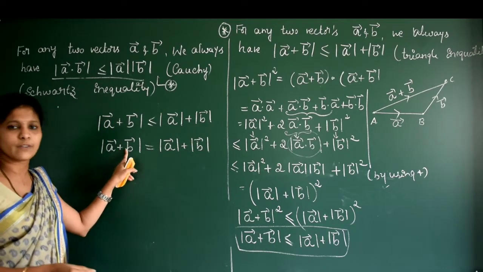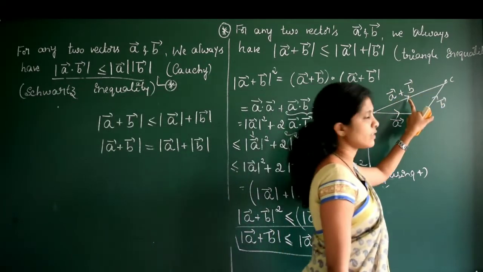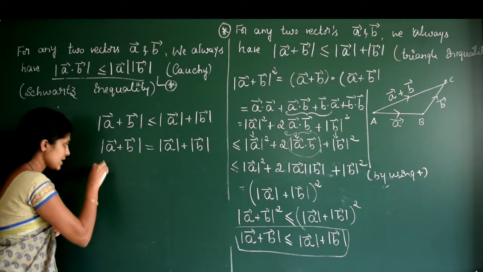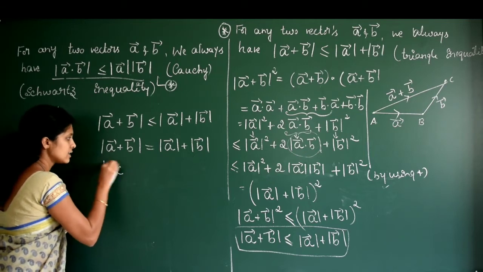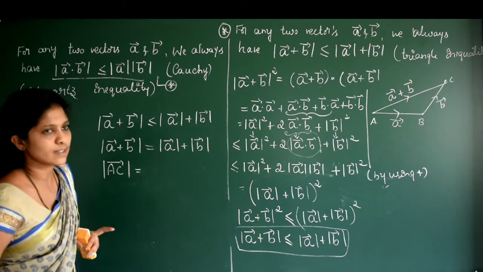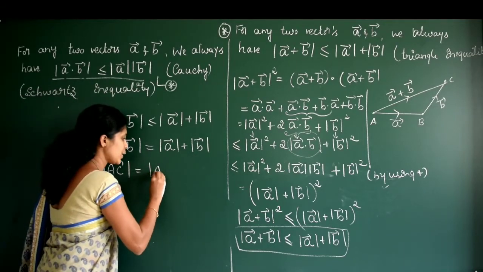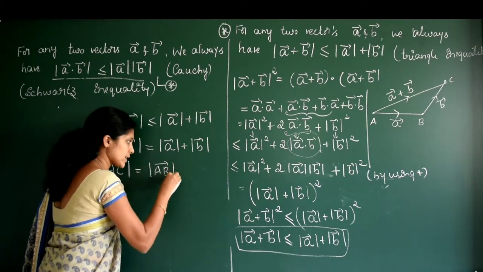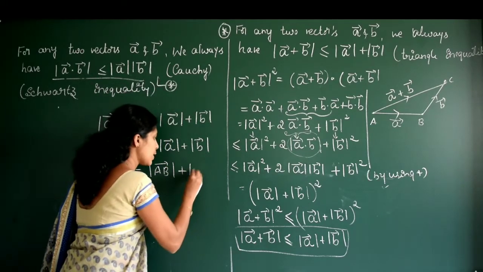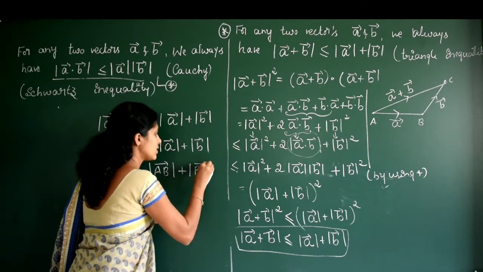A vector plus B vector. A vector plus B vector will be equal to A vector, right? So I can write it as AC vector, that is, magnitude of AC vector. A vector plus B vector. What is A vector? AB vector, that is, magnitude of AB vector, plus B vector, which will be BC vector. So this will be now plus BC vector.